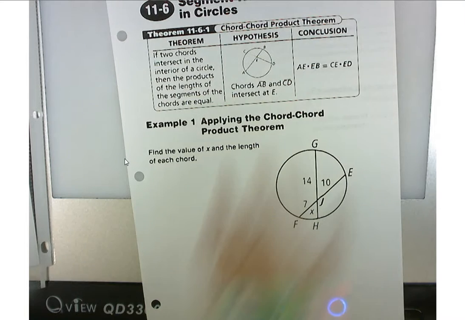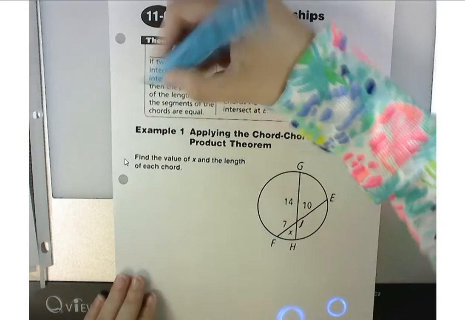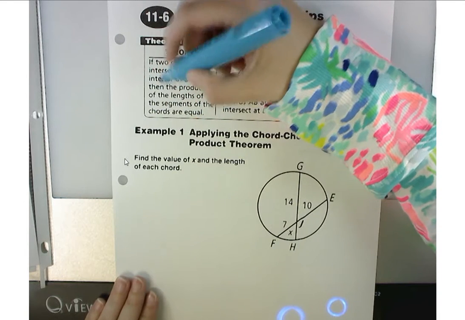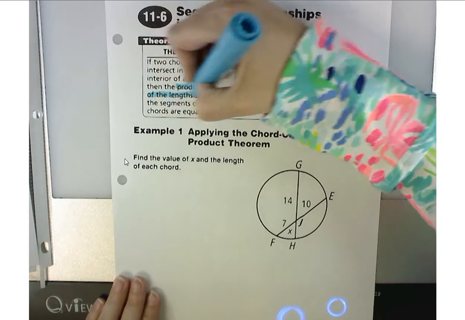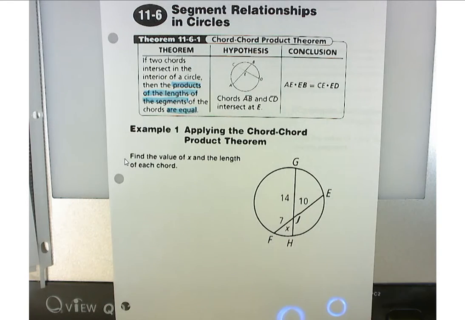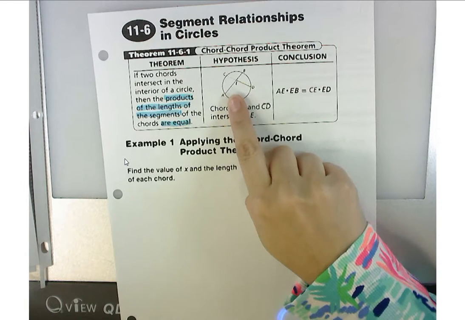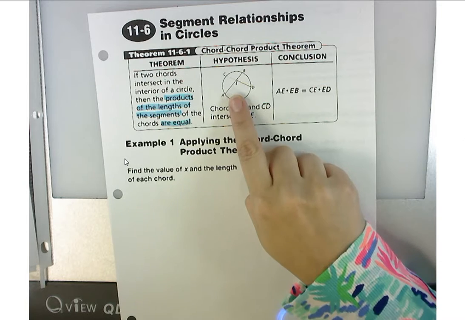Relationships. So we're going to start with this theorem that if two chords intersect in the interior of a circle, then the products of the lengths of the segments are equal. Okay, so when it's saying that it's intersecting in the circle, we can see that here. It says the products of the lengths of the segments.